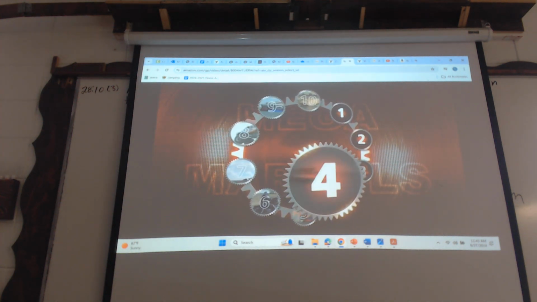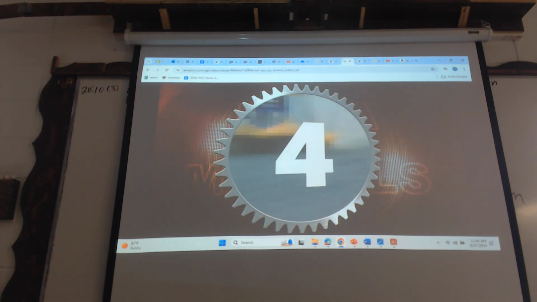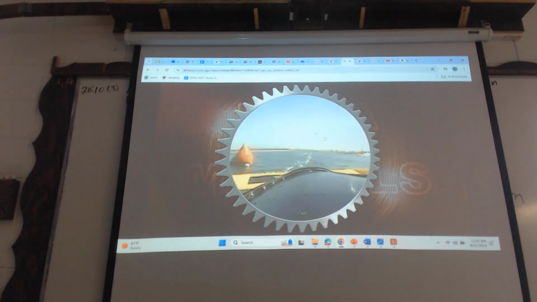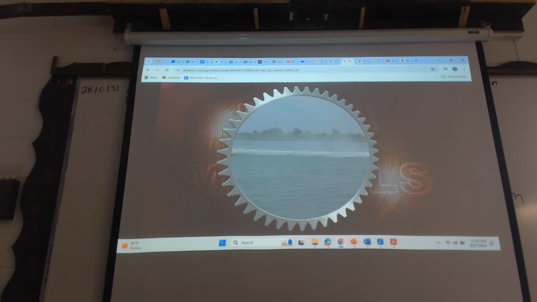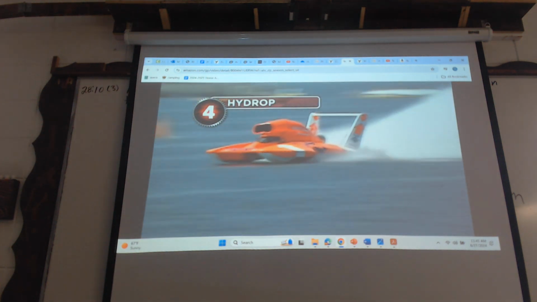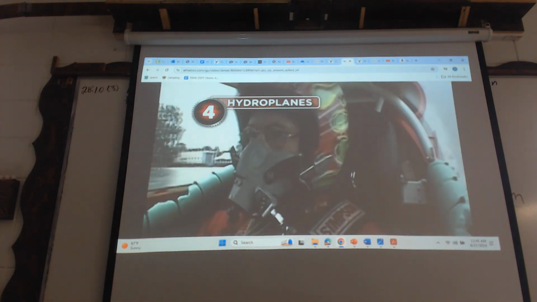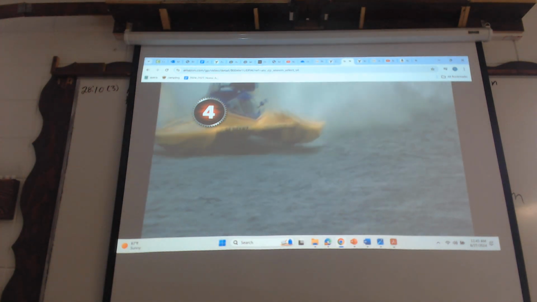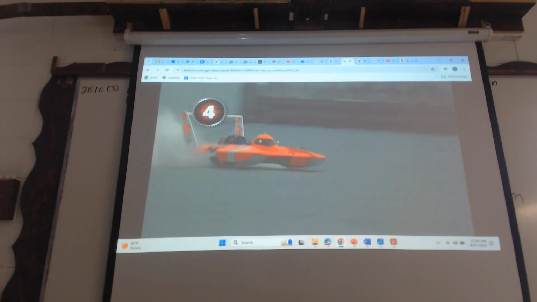Now, at number 4, we're pushing the accelerator as hard as we can, but this time on water. It's the world's fastest watercrafts, hydroplanes. If you thought flying 200 miles per hour around a track was a thrilling challenge, try racing a craft at that speed on water.